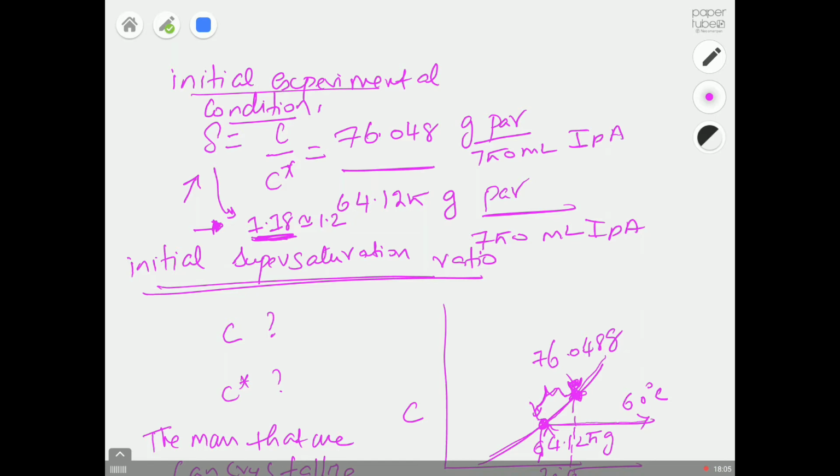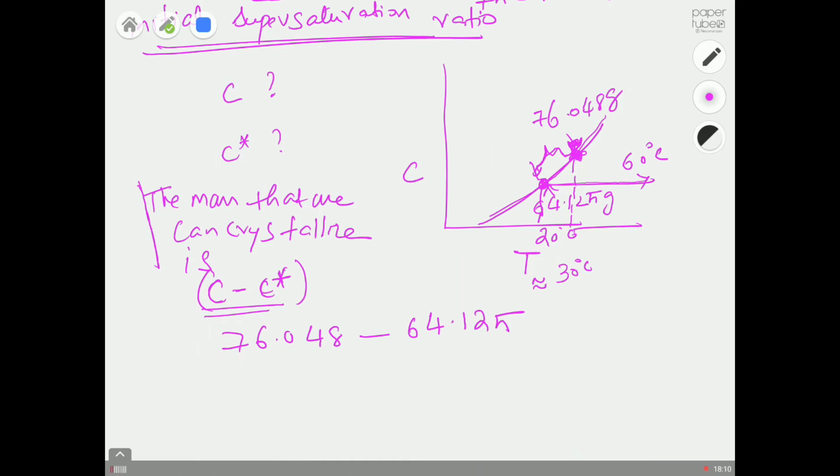And then for both of the experiments, the mass that we can crystallize is 76.048 minus 64.125. So what will be the number? Check in the calculator. 76.048 minus 64.125 will be equal to 11.923. So this is the mass of paracetamol that we can crystallize in 750 ml of IPA solution.